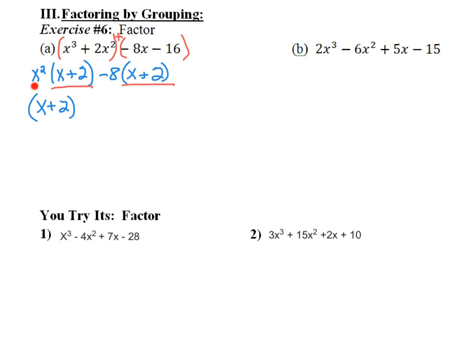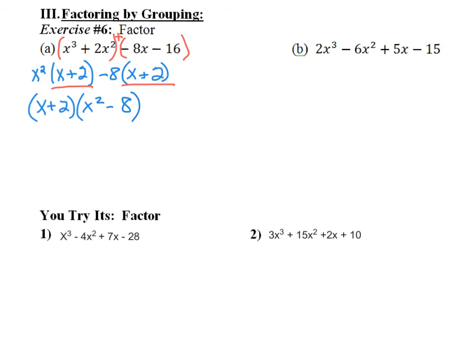What am I left with in the first situation when I factor out an x plus 2? I'm left with x squared, so I put that in my second parentheses. In the second group, when I factored out the x plus 2, I was left with negative 8. So I'm going to go ahead and put a negative 8 with that in my second parentheses.